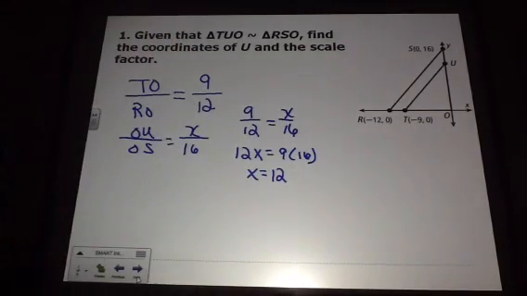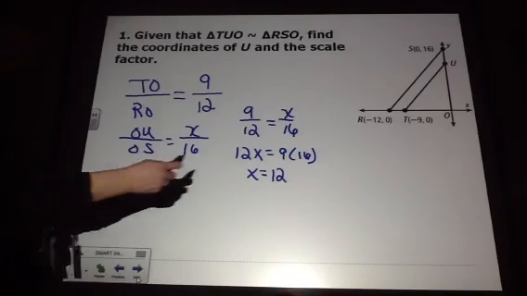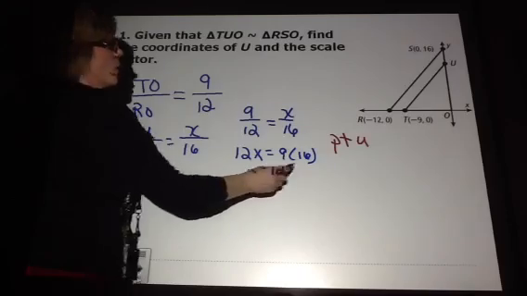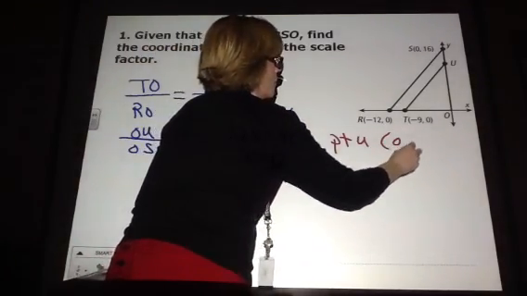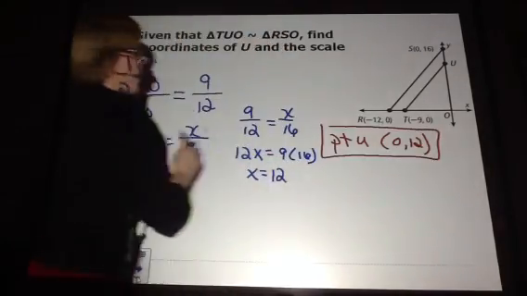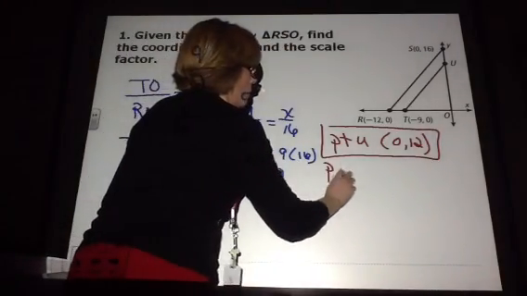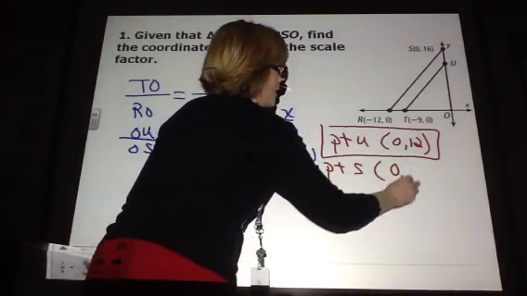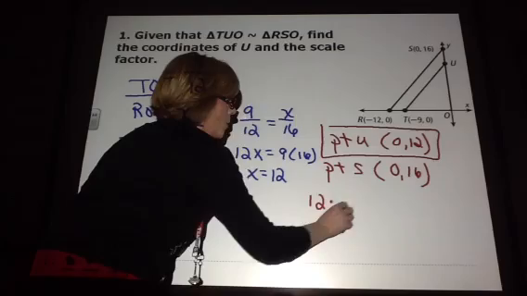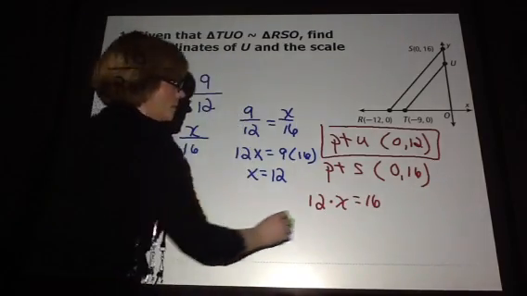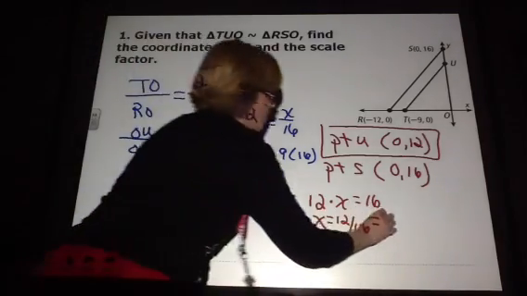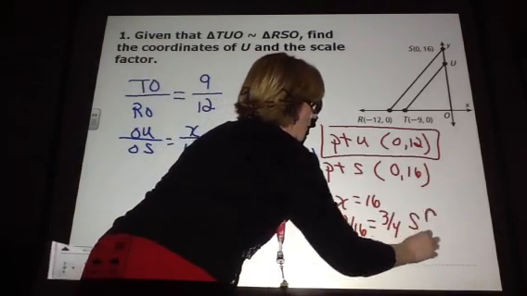Now, we need to identify the coordinates for point U. If it's 12 units, point U is (0, 12). So there's one of our answers. And then we need a scale factor. So let's go from point U to point S. Point S is (0, 16). So, how do we get from 12 to 16? And there's your scale factor.